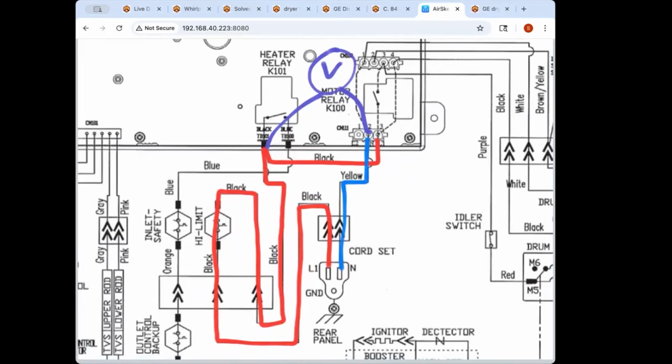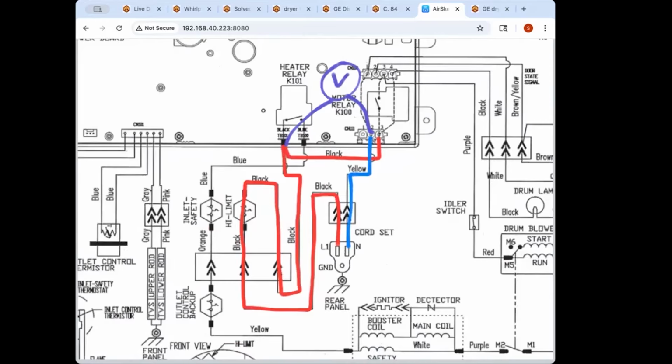Could I ask a question there, lads? If the high limit was gone and burned like that, and you changed the high limit, should you change any other stat inside it as well? The fact that the high limit got so hot, would the other ones maybe need something done with them at the same time? That's an excellent question. I would not only do that.